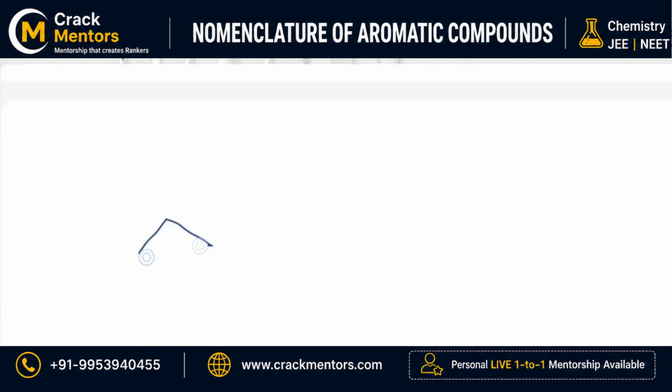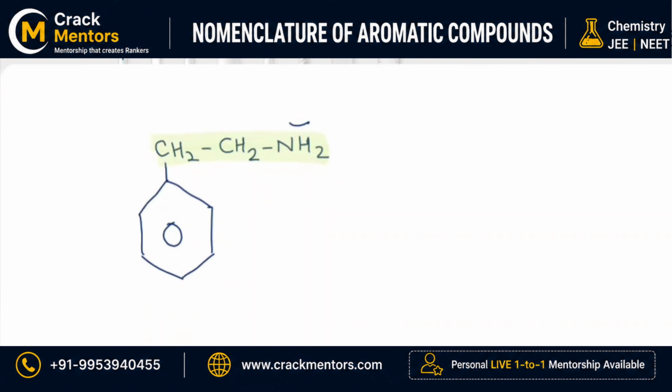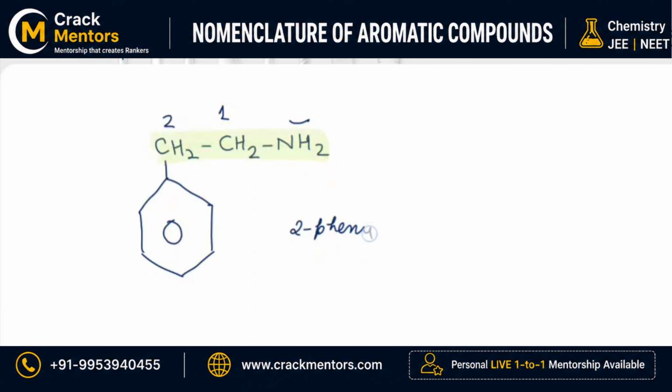Next example is, tell me the name for this compound. So the very first thing is that you have to treat this as the principal carbon chain because the functional group amine, that is NH2, has been attached here, right? So it is a chain of 2 and on the second position a phenyl group has been attached. So it will be named as 2-phenyl ethane amine.